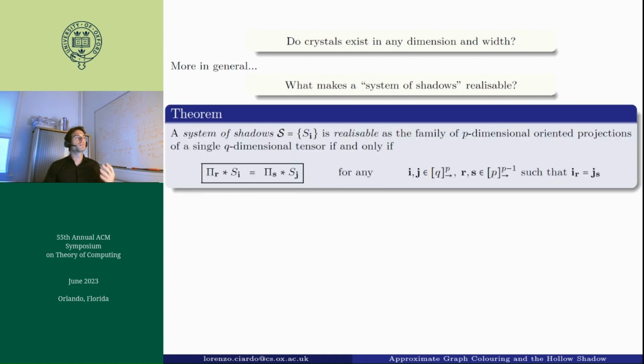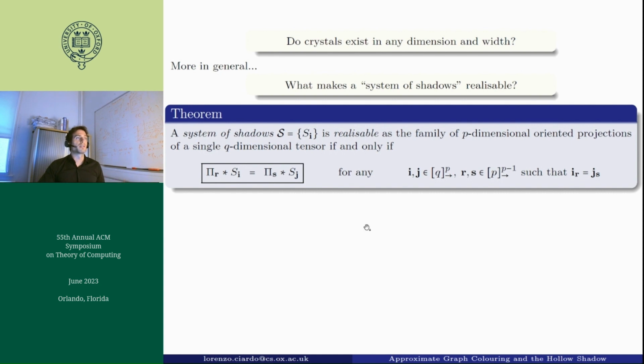So we show that whenever we have a system of shadows, this is realizable, so it is actually the set of projections of a higher dimensional tensor, if and only if some geometric condition holds. And besides technicalities, this geometric condition is the higher dimensional analog of the fact that the sum of the entries in the blue and in the yellow and in the orange vector need to coincide.